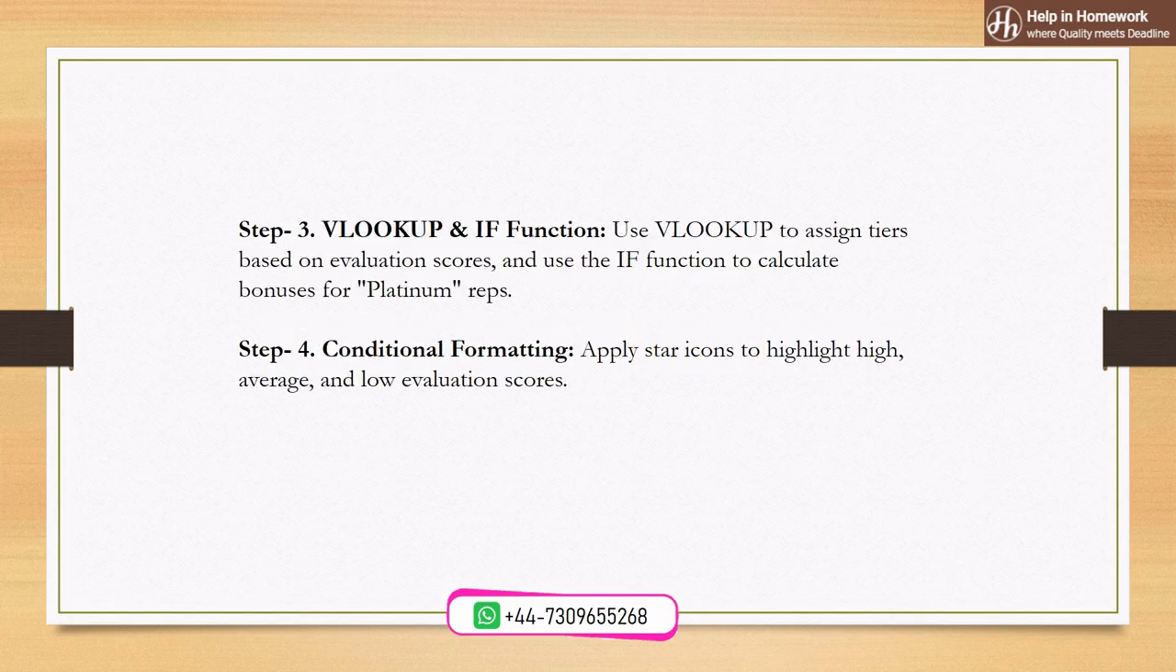Step 3. VLOOKUP and IF function. Use VLOOKUP to assign tiers based on evaluation scores, and use the IF function to calculate bonuses for platinum reps. Step 4. Conditional formatting. Apply star icons to highlight high, average, and low evaluation scores.